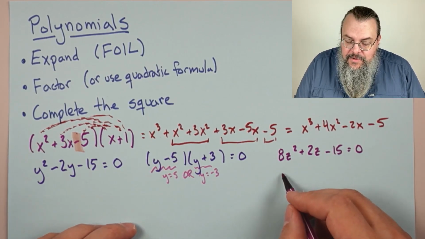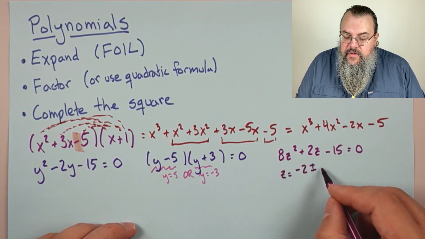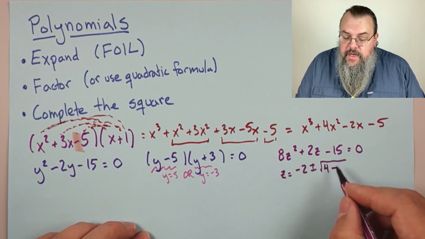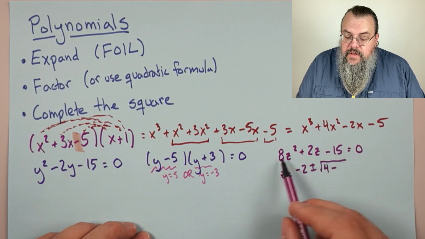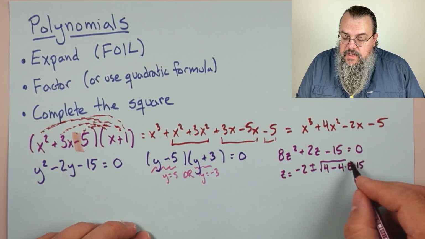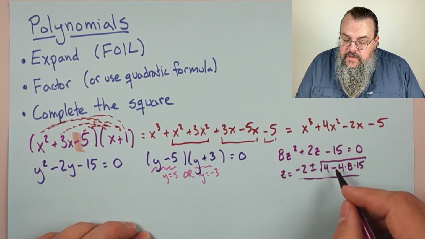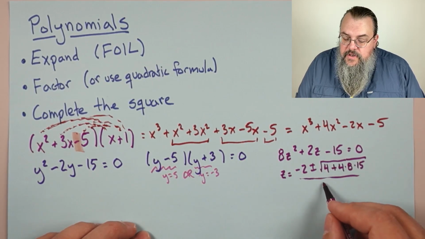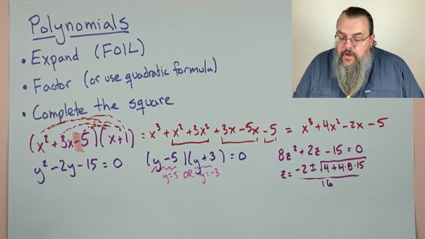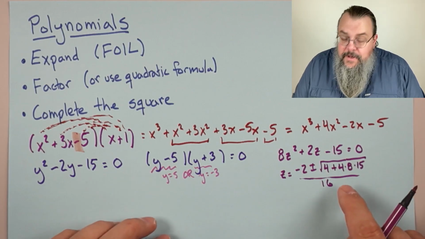So you can say, okay, well, z is negative b plus or minus the square root of b squared, that's 4, minus 4 times ac. So 4 times 8 times 15. Oh, this is going to get interesting. Well, that's actually a negative 15, so that makes that a plus, all over 2a. Okay, let's hope this works out. And I hope it does.